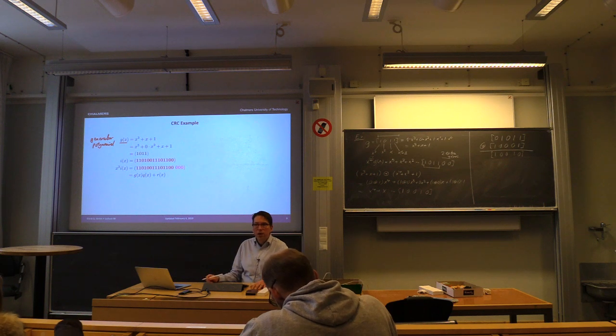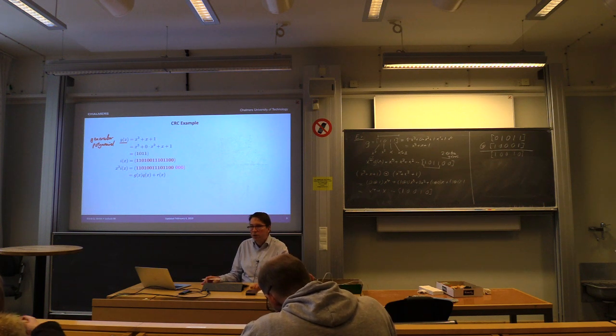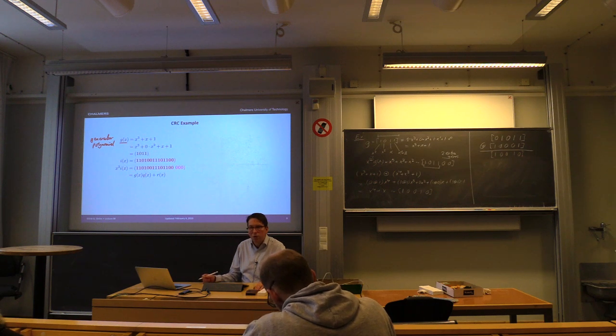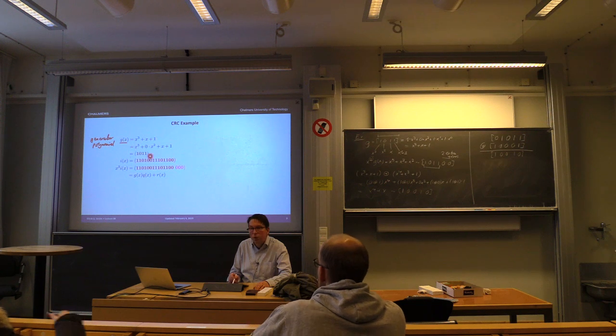There is one unique generator polynomial for each of these CRC codes. There are many of those. But somebody told us, okay, this is the generator polynomial you should use. So it's a degree 3 polynomial, which means that it's represented with 4 bits.